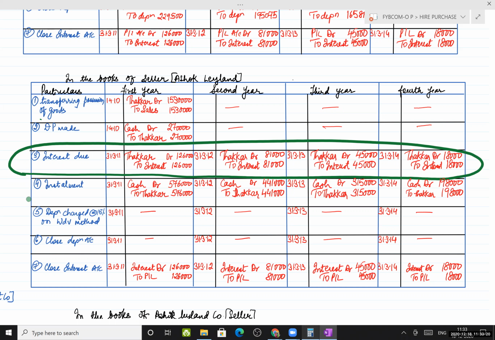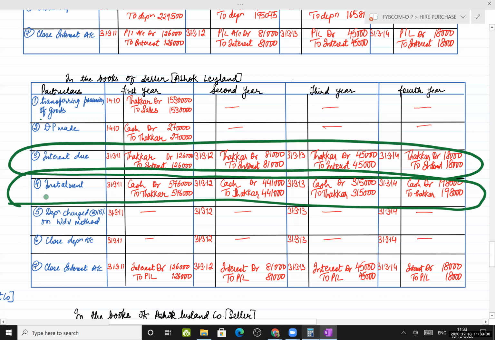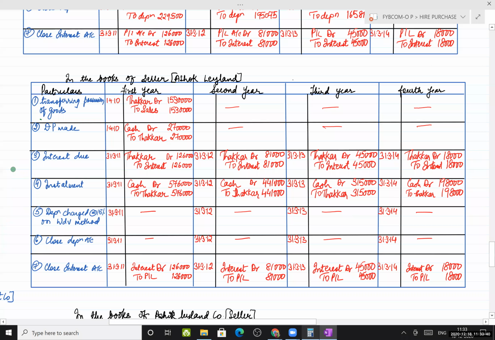Same goes for installment. Date and amount will be same. What date and amount was there for the purchaser? Only the journal entry will flip here. Then installment comes. For the seller it is money coming in, so he will debit cash. Then step number 5 and 6 are not applicable to the seller because he has sold goods, not an asset, so why would he charge depreciation?